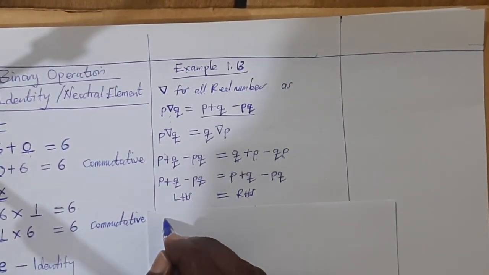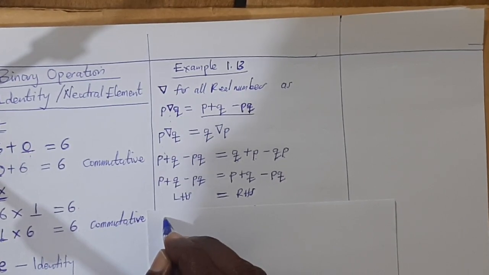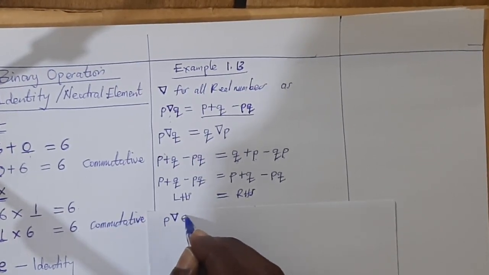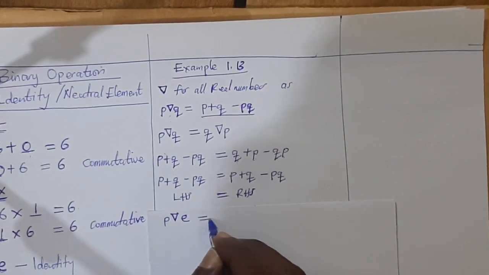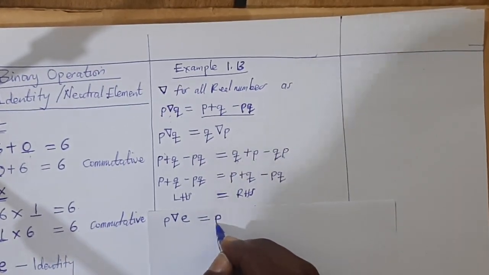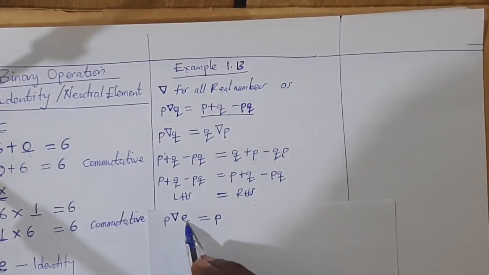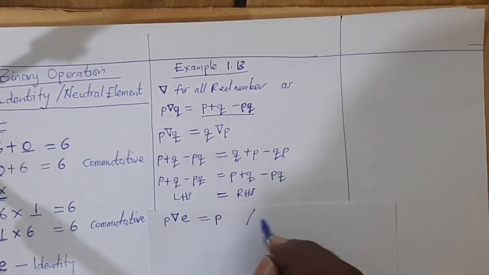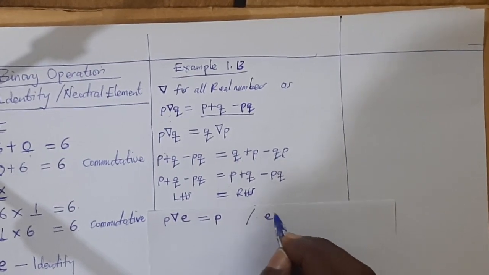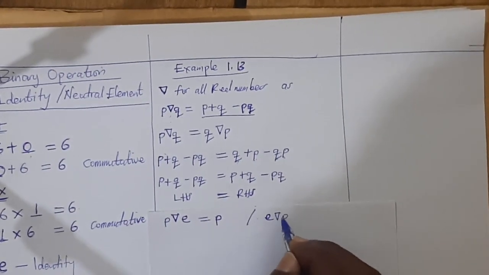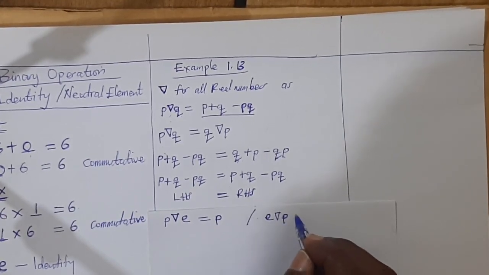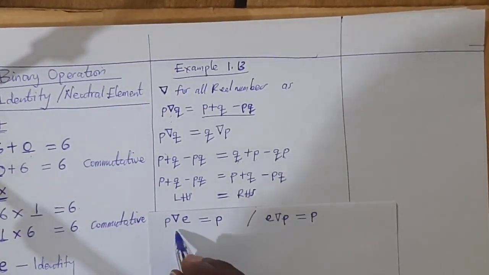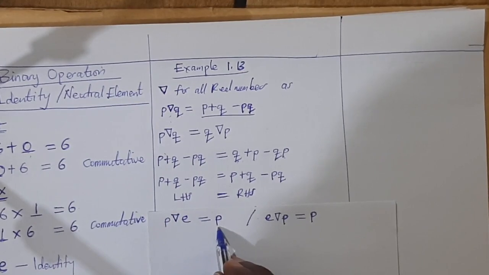Remember, we say that if you operate on the identity element, you have to get the same element. So P operation identity element is P, or the identity element operation P is P. Okay, so this is the definition for the identity element.